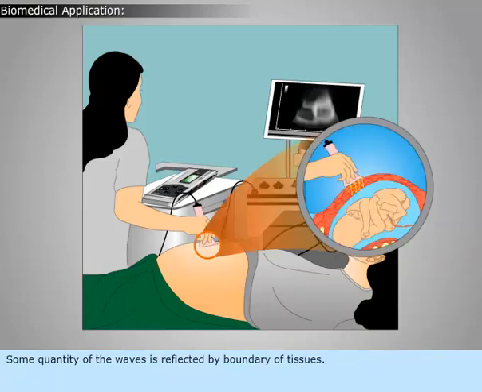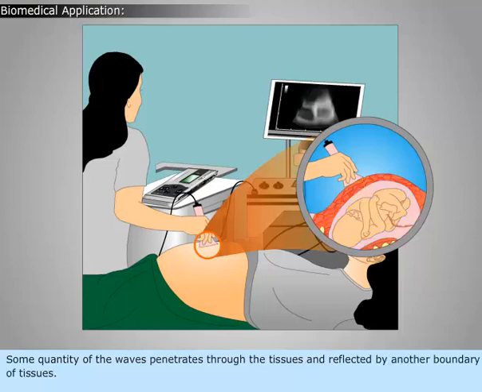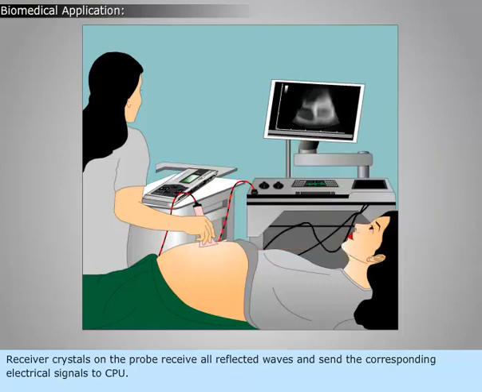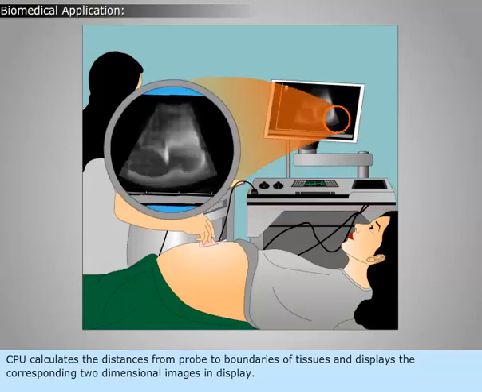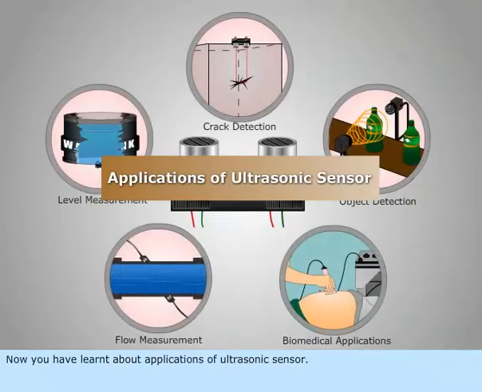Some quantity of the waves is reflected by boundary of tissues. Some quantity of the waves penetrates through the tissues and is reflected by another boundary of tissues. Receiver crystals on the probe receive all reflected waves and send the corresponding electrical signals to CPU. CPU calculates the distances from probe to boundaries of tissues and displays the corresponding two-dimensional images in display. Now you have learnt about applications of ultrasonic sensor.